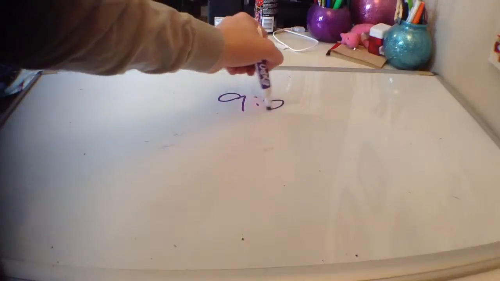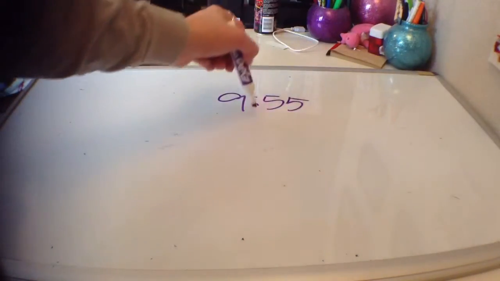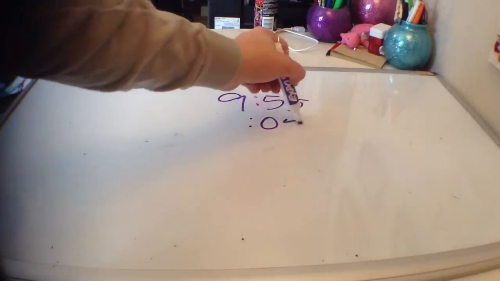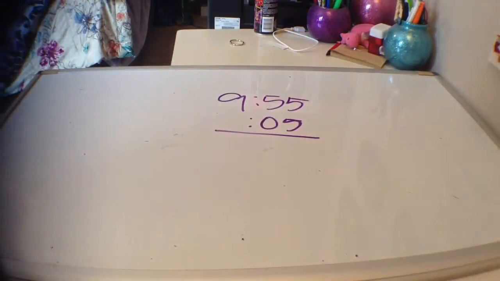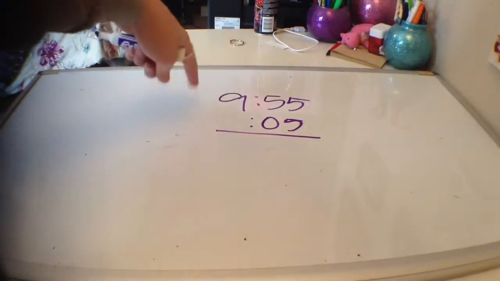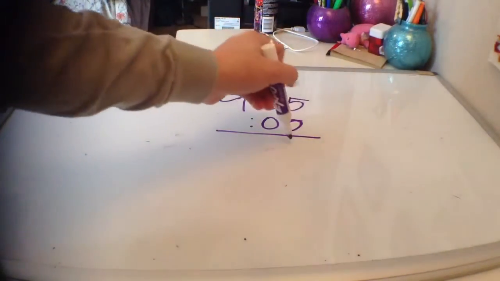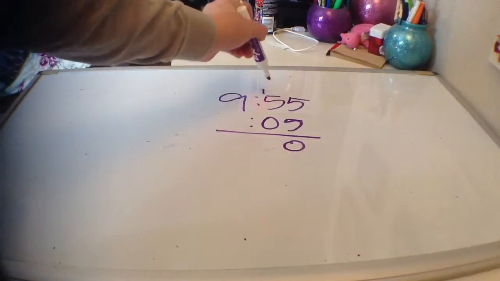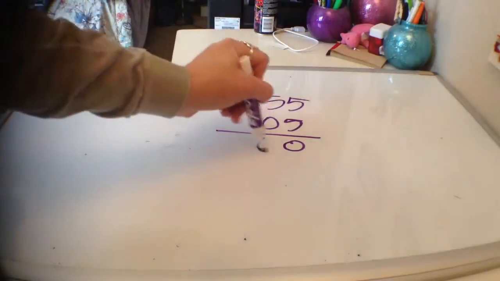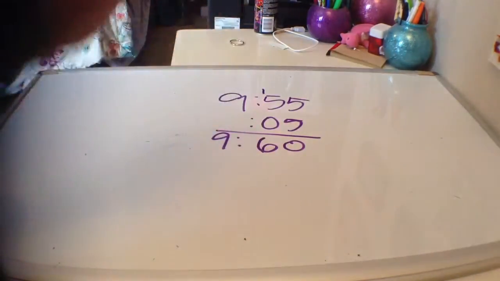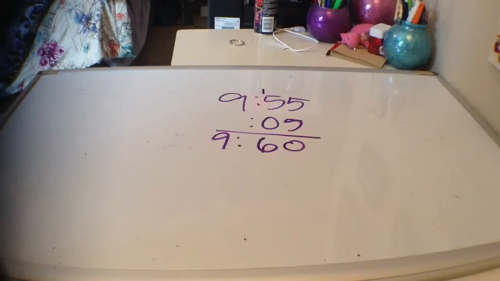So for example, say the time is 9:55 and we want to add 5 minutes. If we were to add this like a normal problem, we would do 5 plus 5, getting 10, regrouping the 1, 5 plus 1 is 6, and we would get that it was 9:60. But we know that 9:60 is not a time.